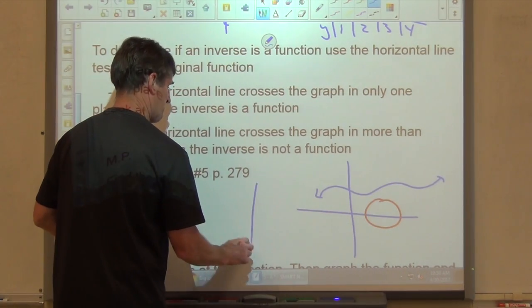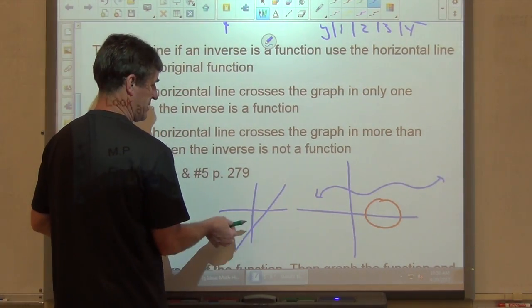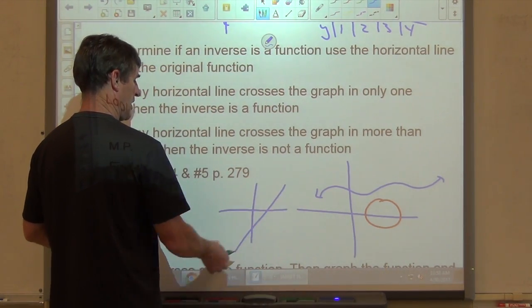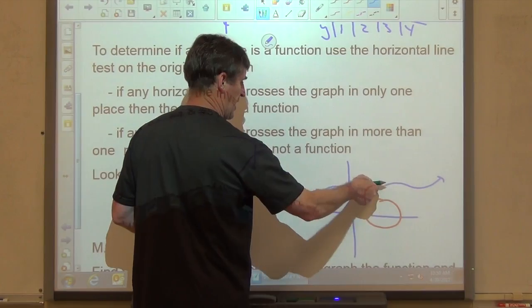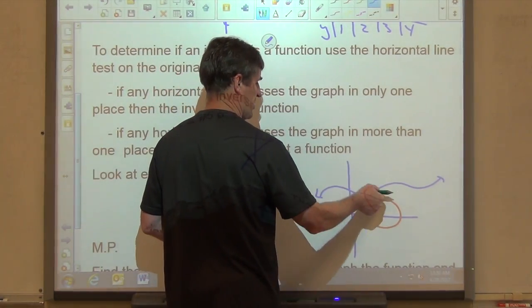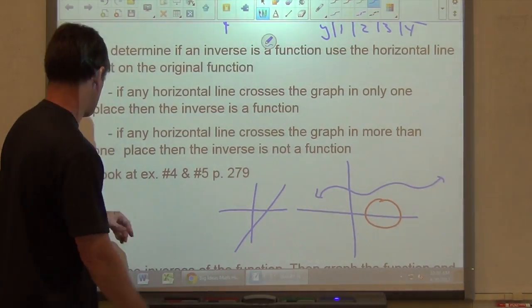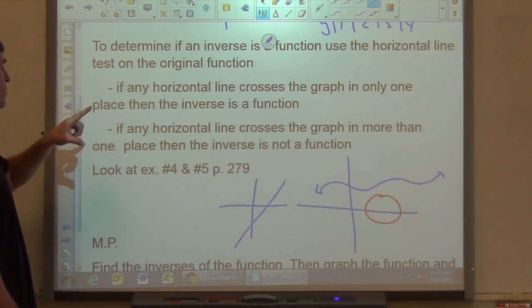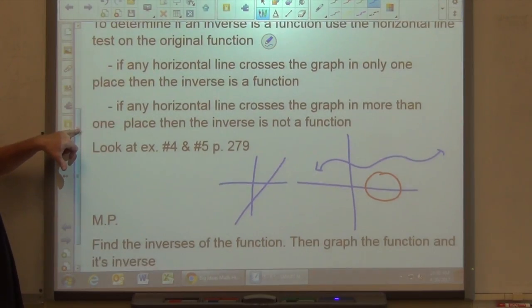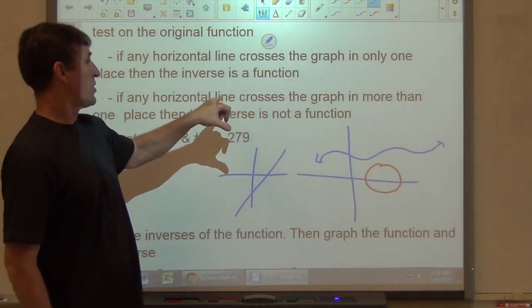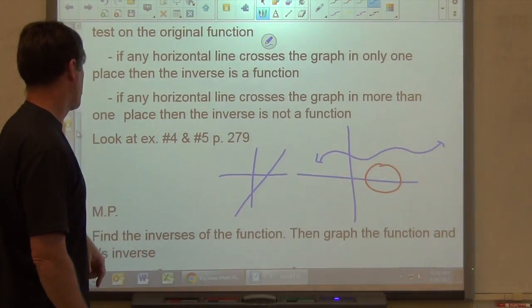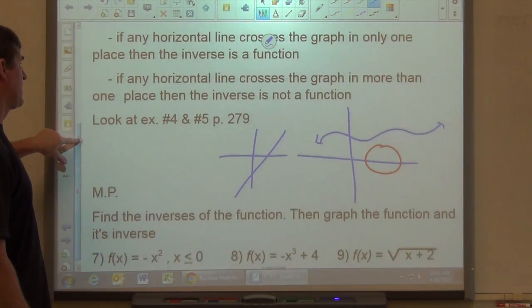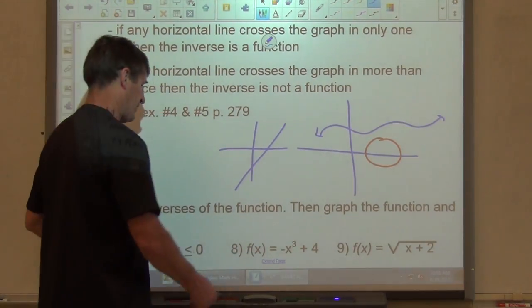So if I gave you this horizontal, that would be a function. It only crosses at one point every single time. Again, this one would not be a function because it crosses more than once. So, if any horizontal line crosses a graph in only one place, then the inverse is a function. If any horizontal line crosses a graph in more than one place, then the inverse is not a function. So we're going to look now at examples 4 and 5 on page 279 in the textbook.